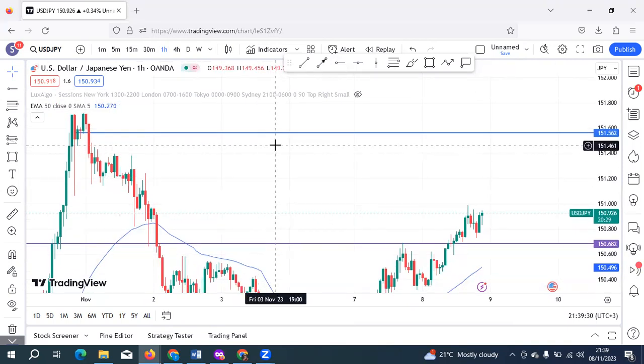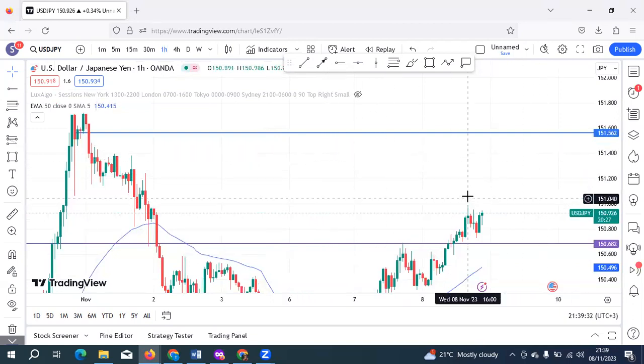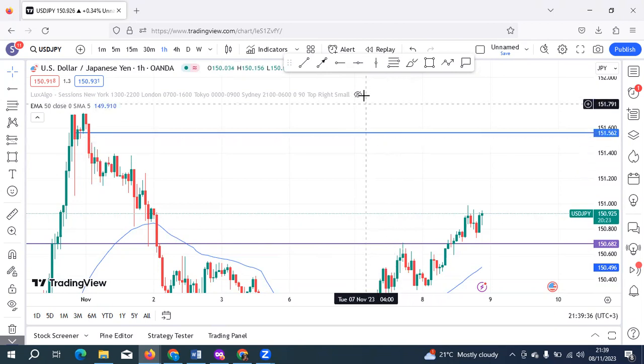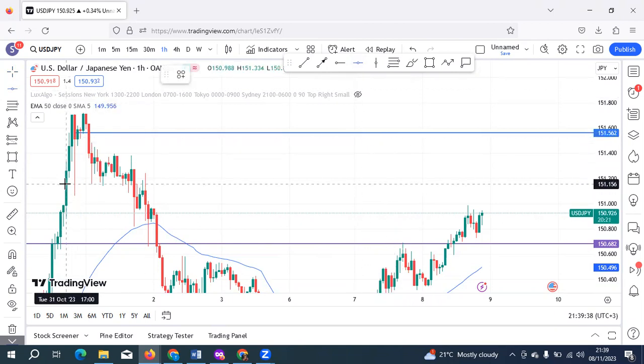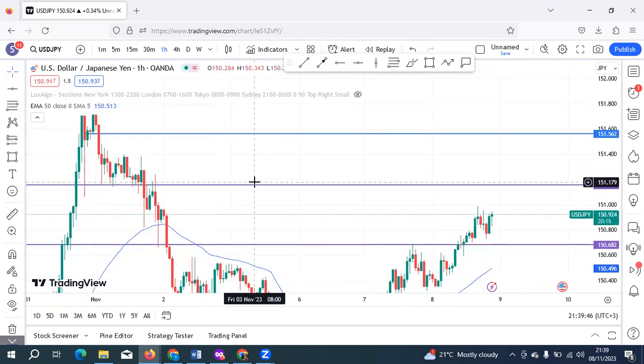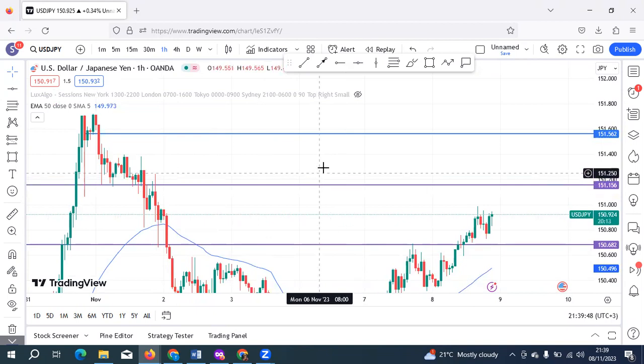So if that is my supply zone, I'm expecting USD JPY to have a reversal, it can get here. My next zone is a main zone that was here, that was broken and retested. So another zone could be here, but I will not want to target here. I'll want to target this zone.